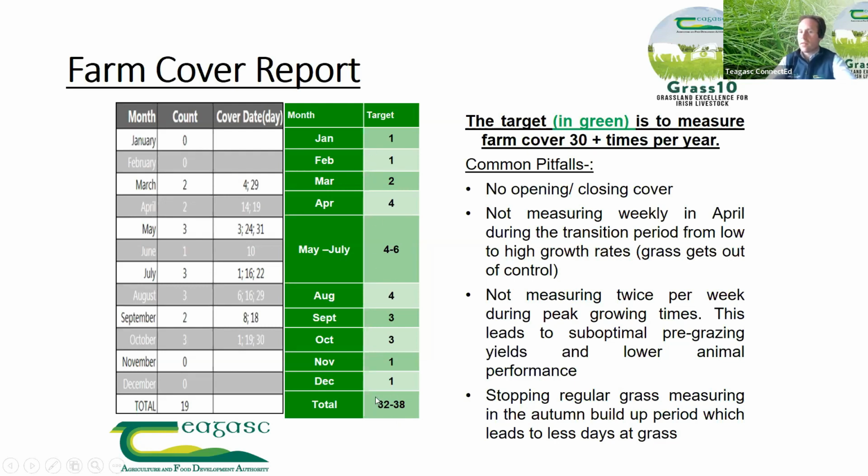For anyone that's new to PastureBase today, those targets are in the middle of 32 to 38. So an opening one at the end of February or January, maybe 1 in February, a couple in March. Then we're getting back into weekly measurements in April. Then probably 4 to 6, but I would be saying once every 5 days for May to July, which would be 6 a month, and then 4 in August, 3 in September, 3 in October, and a couple in the back end. So somewhere between 32 and 38 walks is what we'd be targeting for people to do.